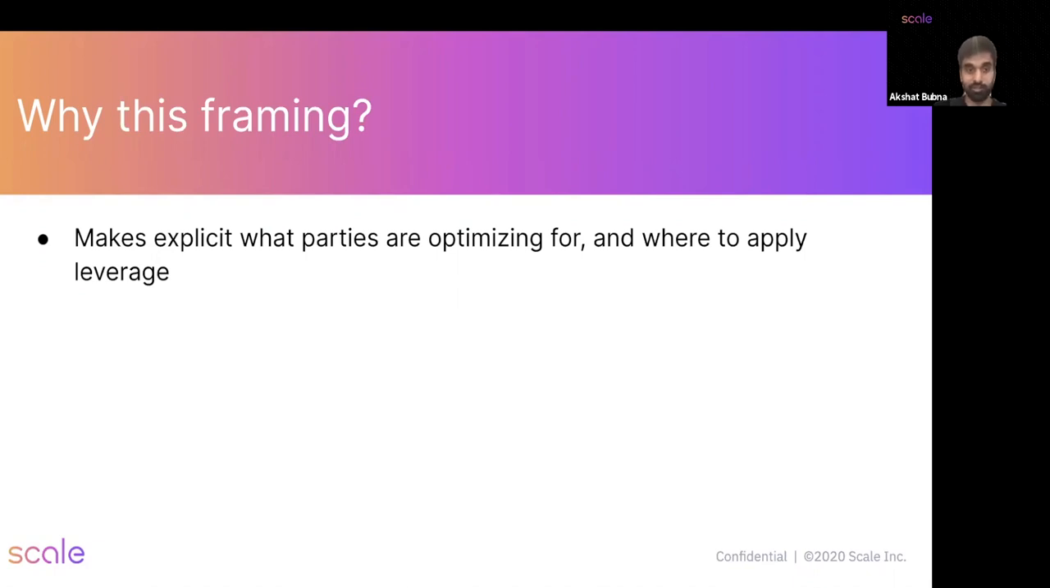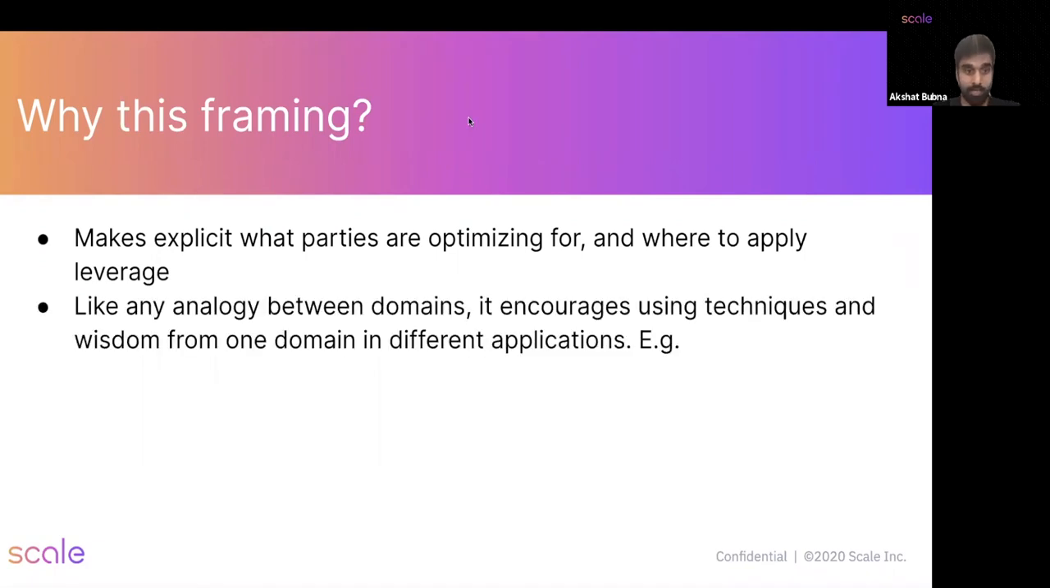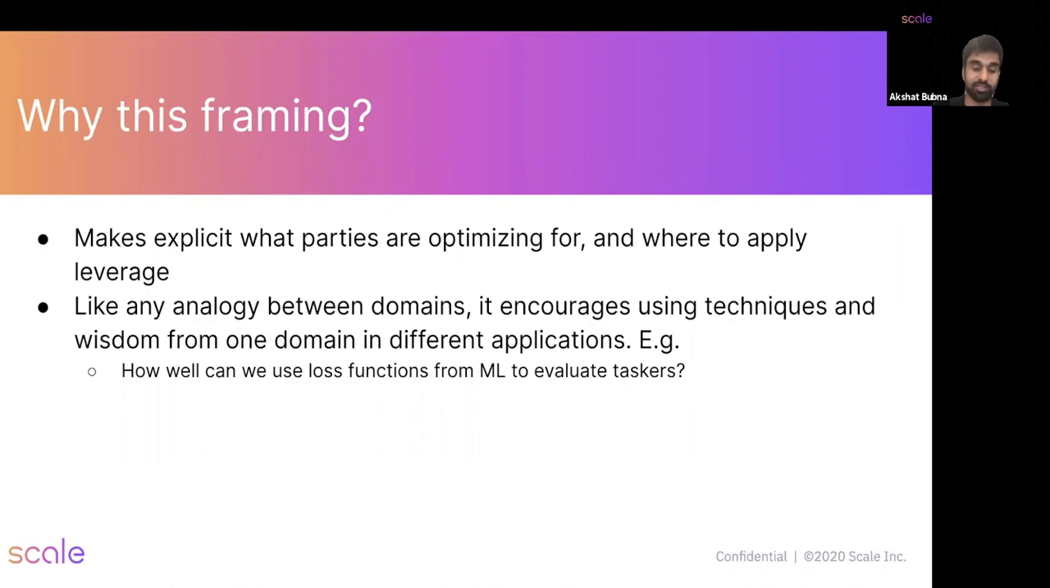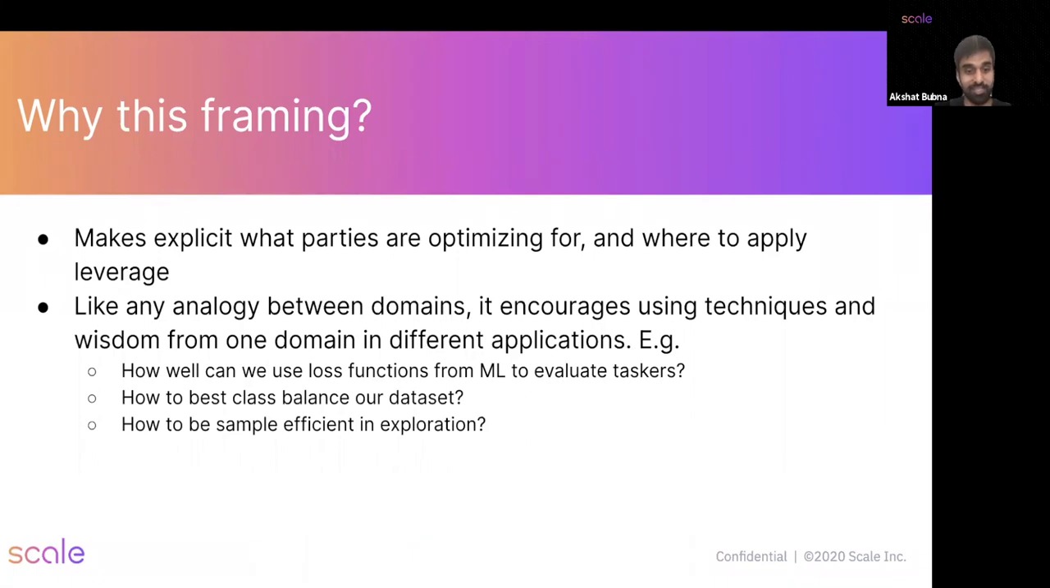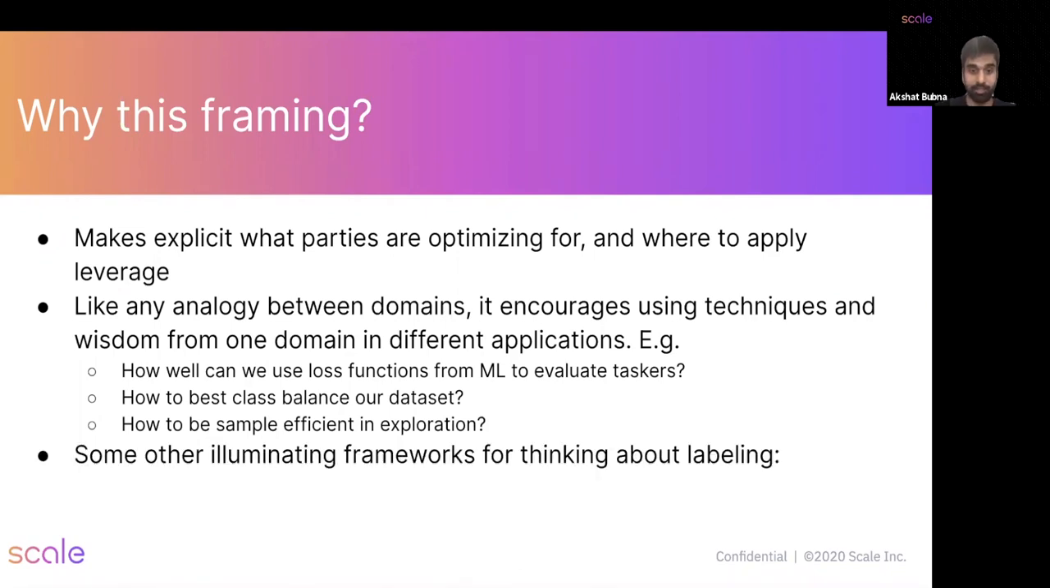And so this model kind of makes that explicit. Also, like any other analogy between domains, it encourages us to use techniques and wisdom from one domain in different applications. So we can think about how can we use loss functions from ML to evaluate taskers? How can we best class balance our data set if we're giving taskers a whole batch of assignments? How can we be sample efficient in exploration when we're figuring out what taskers are good and bad at, etc.